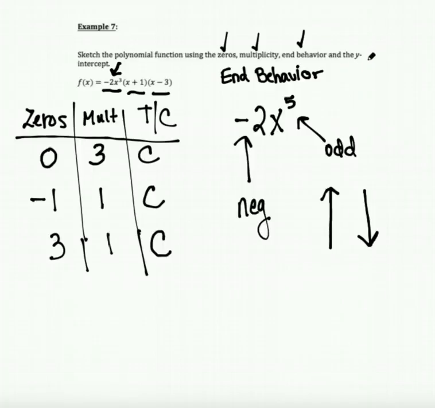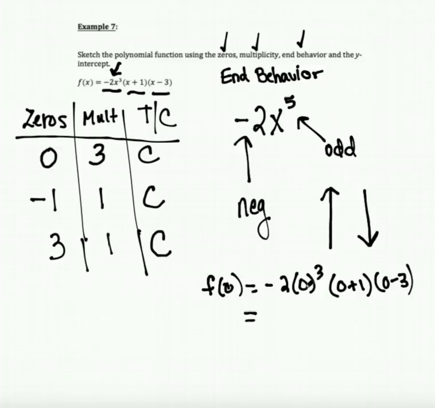And the last piece of information they tell us to find is the y-intercept. Remember, the y-intercept is when you plug 0 in for x. So we're going to do f of 0. That's going to give me negative 2 times 0 cubed times 0 plus 1 times 0 minus 3. Now this one comes out nice for us. Negative 2 times 0 cubed is 0. And 0 times anything is 0. So my y-intercept is 0. So I know that I'm crossing the graph at 0, 0.